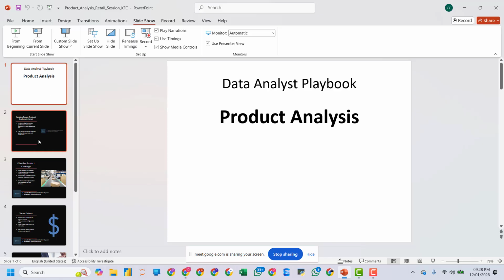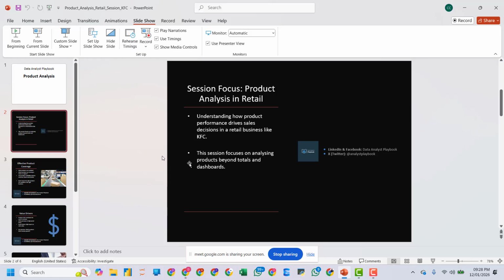So that being said, we will now focus on product analysis in the retail sector. We'll try to understand how products drive sales decisions in businesses like KFC. We are using KFC as our study, and just products. That's what we are more interested in this session.